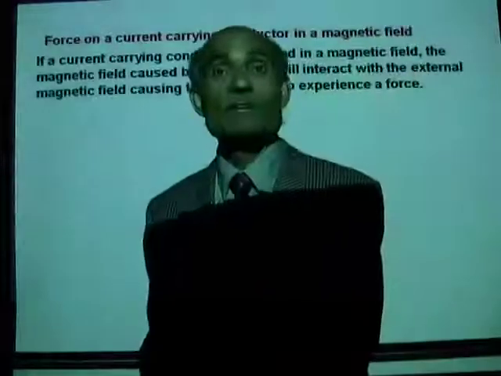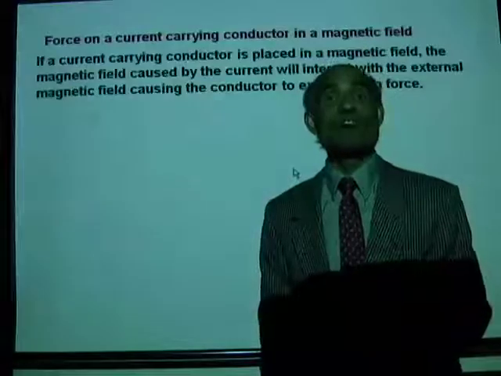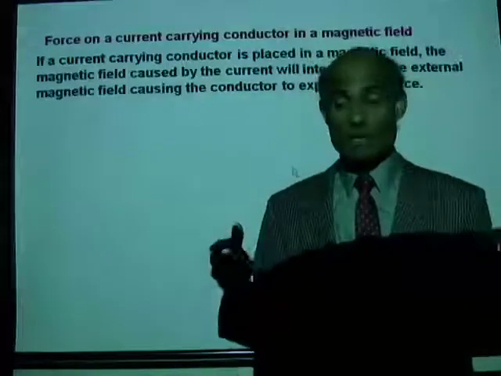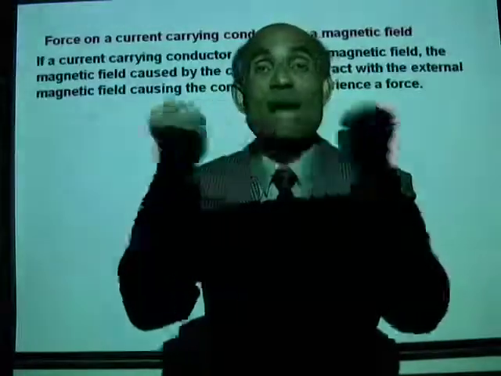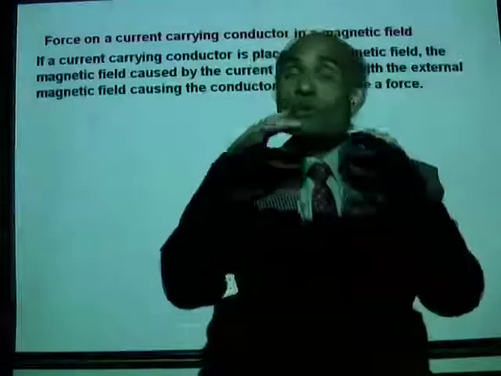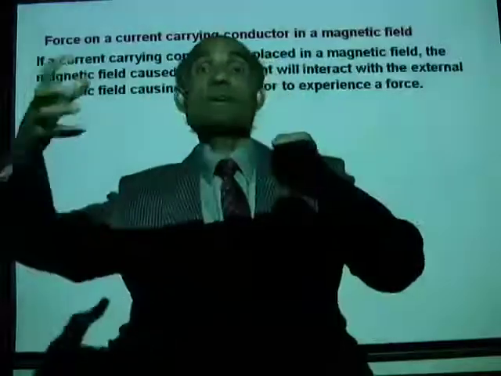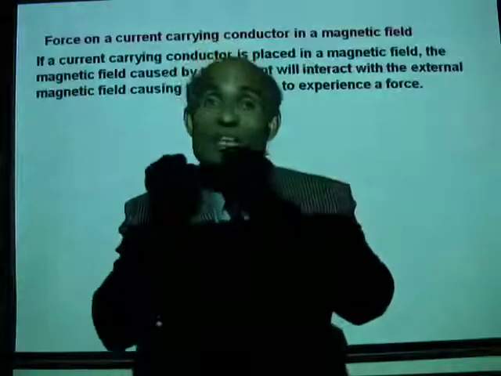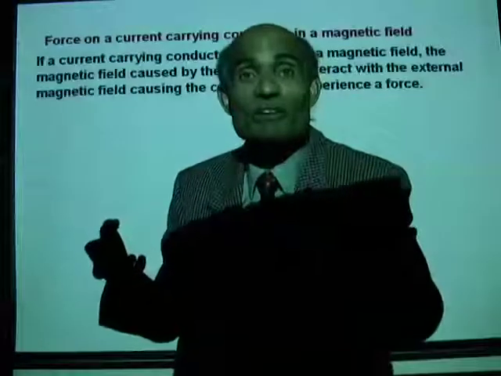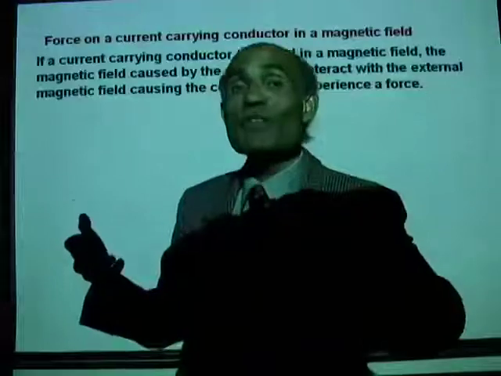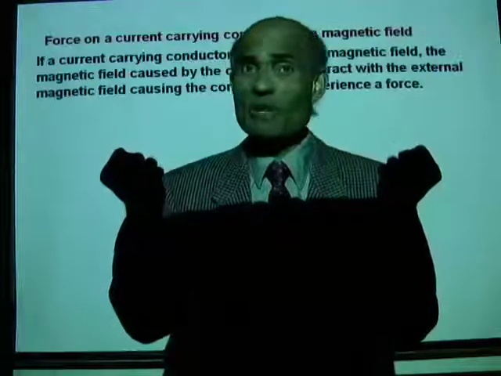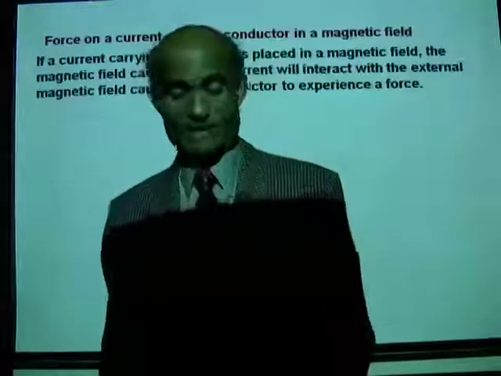Now, let's talk about force on a current carrying conductor in a magnetic field. Remember, there is always force between two magnets. A current carrying conductor is a magnet. So if you place a current carrying conductor in a magnetic field, the two magnetic fields will interact. That means if you place a conductor in a magnetic field and allow a current to flow in that conductor, it will move. Do you have any doubt about that? Well, we will have a look at that.